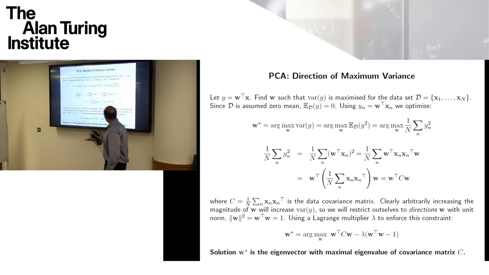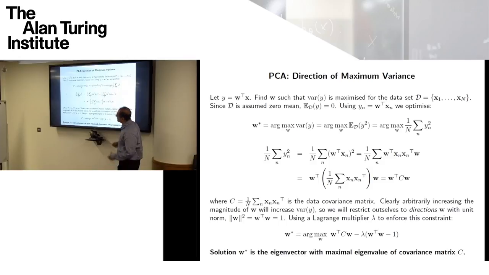Okay, so our objective function is to maximize W transpose CW. Now clearly, you can maximize this if we arbitrarily increase the norm of W, this thing gets bigger and bigger. If we double W, this thing gets quadrupled, because W appears quadratically. So that's a silly objective function.